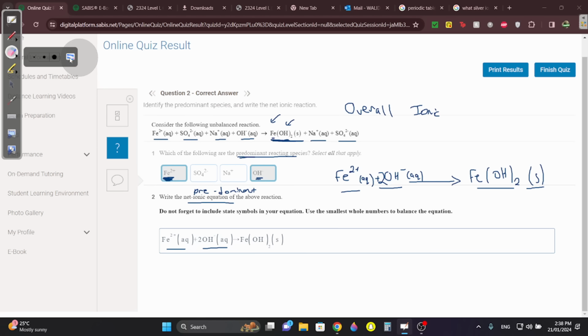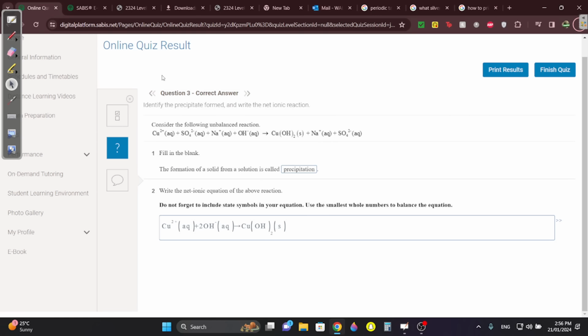Well, question three is very similar. Same thing, same type of question. Cu2 plus aqueous, and so on. They give you the overall ionic, except it's not balanced. They're saying the formation of a solid from a solution is called, what is it called? Precipitation. Precipitation is whenever you get a solid at the end, and in this case, it's Cu(OH)2.